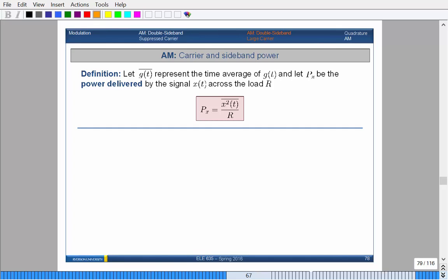Okay, here's the last tidbit I have before we go on to just one more small topic, which will take a couple of slides and then I'll let you guys go. This is talking about carrier and sideband power. The reason we want to talk about this is because we want to take a look at how efficient amplitude modulation is when you're transmitting a signal over a channel.